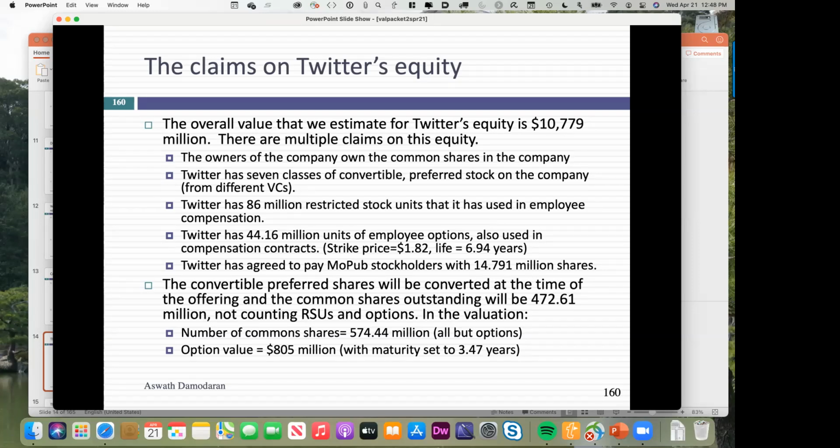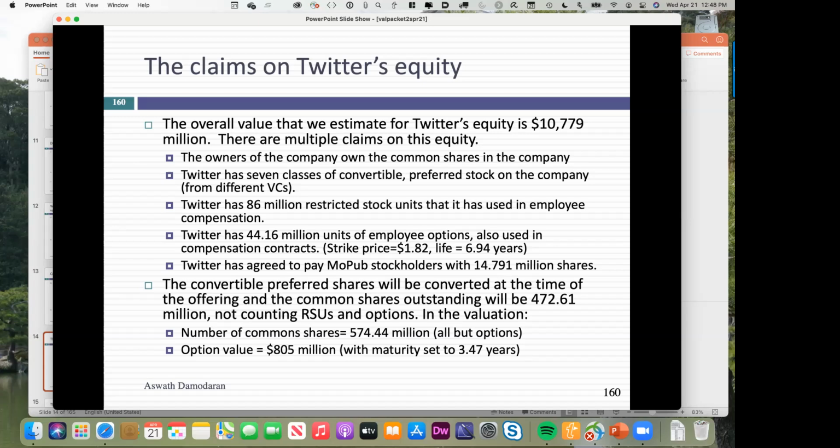They also had 86 million restricted stock units. Remember we talked about this as employee compensation? Twitter itself claimed that they weren't going to count the 86 million as part of the share count. And I said, no, I'm going to count it. It's shares outstanding. So I counted the 86 million restricted stock units as part of the shares outstanding today. They also had 44 million employee options, and they gave a strike price and a maturity.